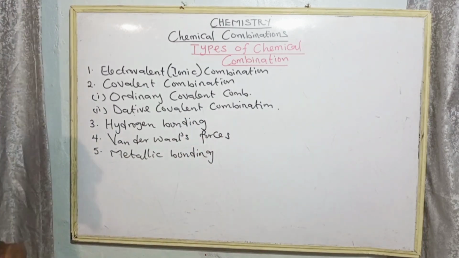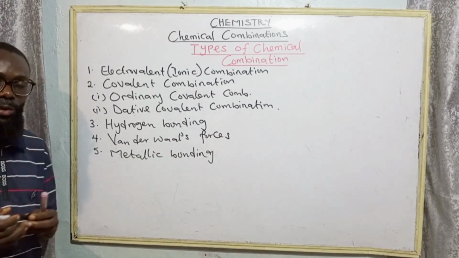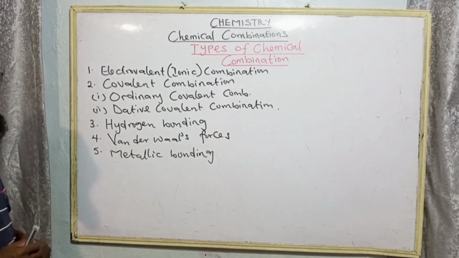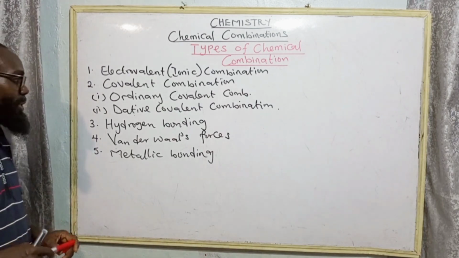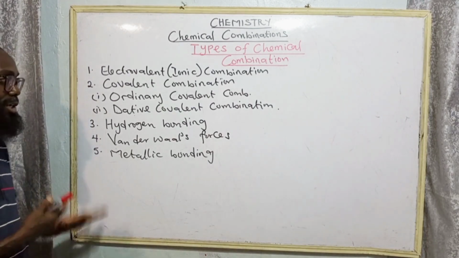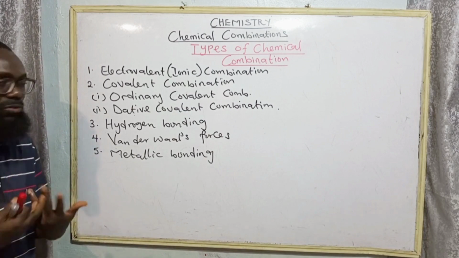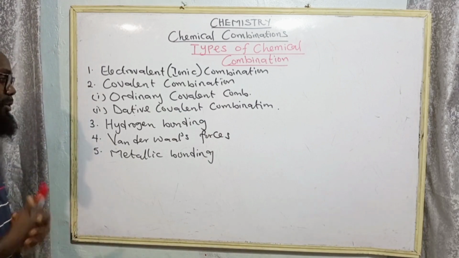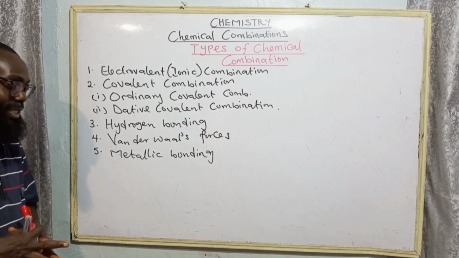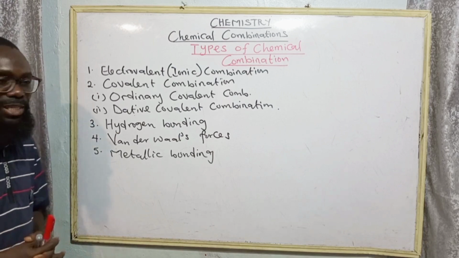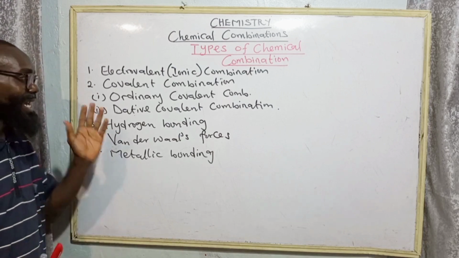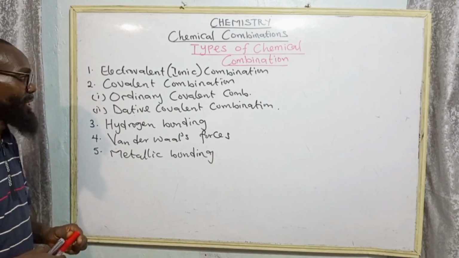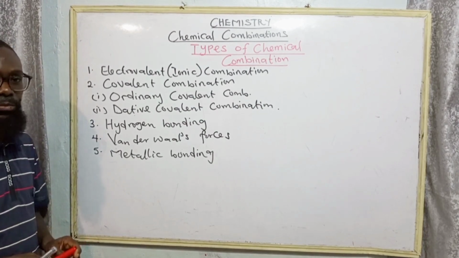So these are the types of chemical combination that we have. Electrovalent or ionic combination, covalent combination. Under each, we have the ordinary covalent combination and dative covalent combination. Then hydrogen bonding, van der Waals forces, and metallic bonding. In today's class, we are going to be looking at electrovalent combination and probably covalent combination.